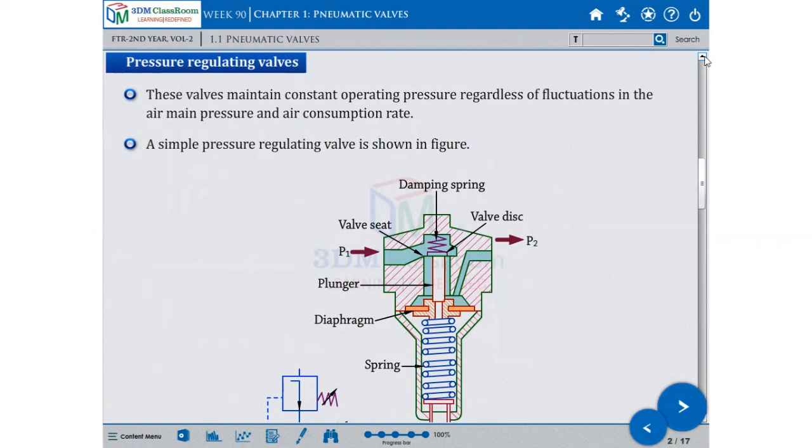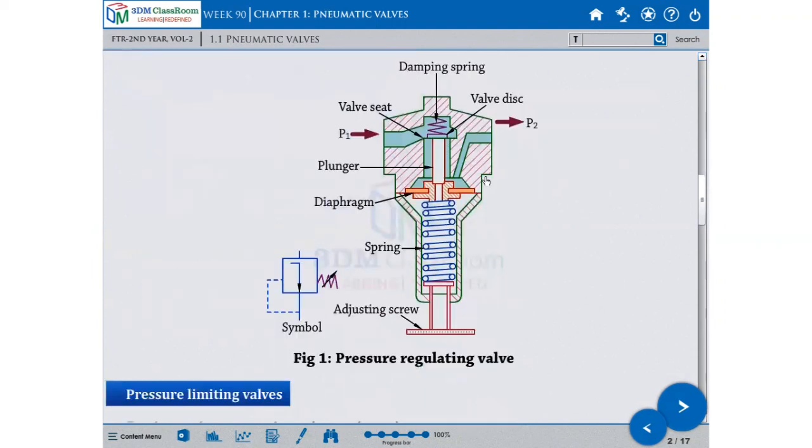A simple pressure regulating valve is shown in the figure. This is one example of a pressure regulating valve. This is the adjustment screw here, the spring. This is the symbol. Diaphragm. This is flow P1 and flow to P2.